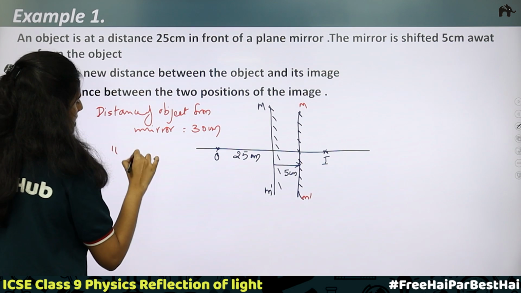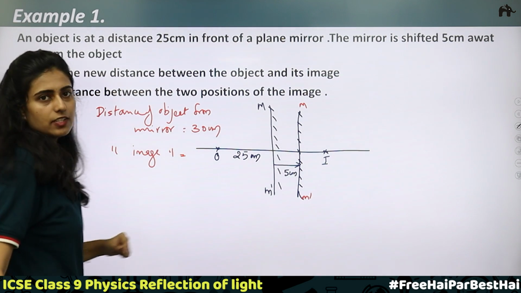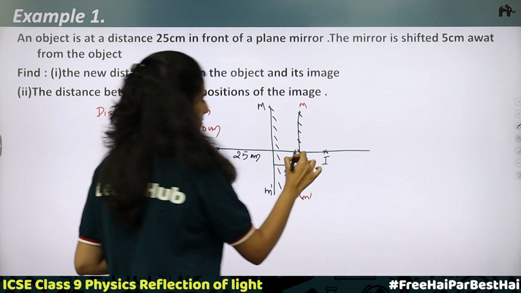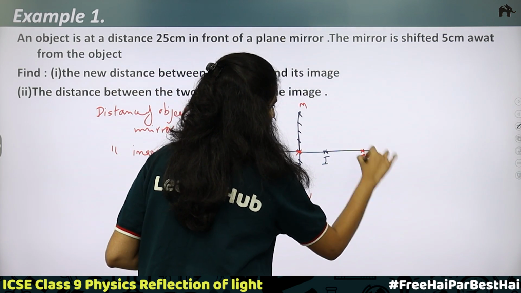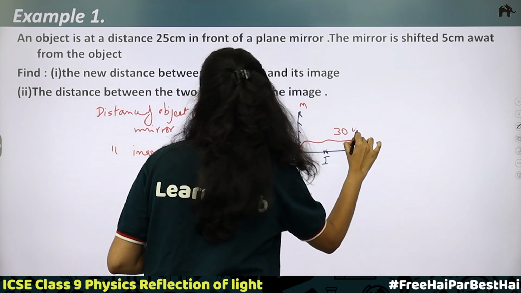In that case, the distance of image from mirror, what will be the distance? It will also be equal to 30 centimeter. So image will be formed somewhere here. This distance is 30 centimeter.